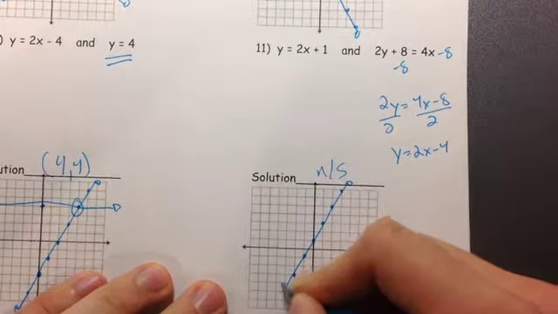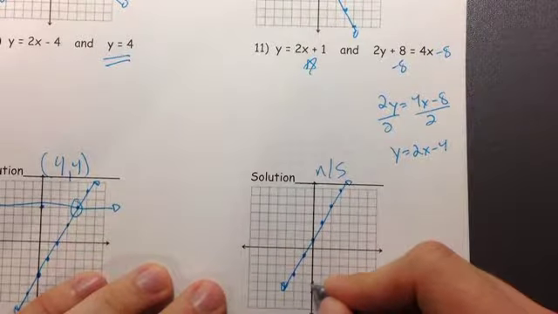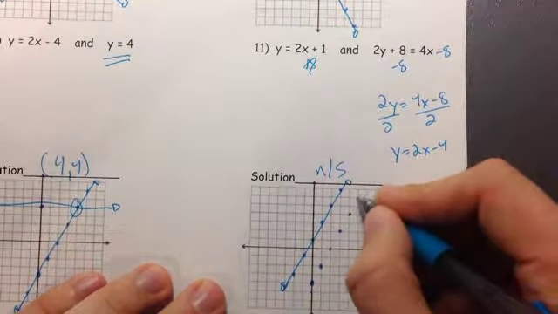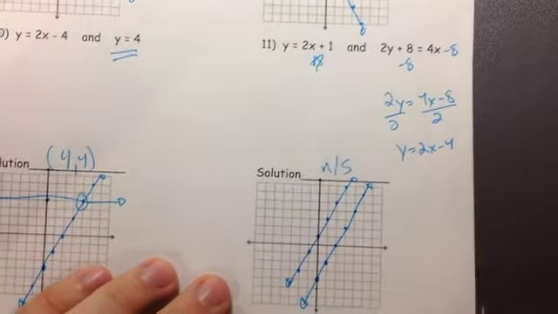So I've got my first line right here. My second line starts at negative 4. Still got that slope of positive 2. And you will notice they will not cross. Looking real nice. Here we go. We're going to check out.